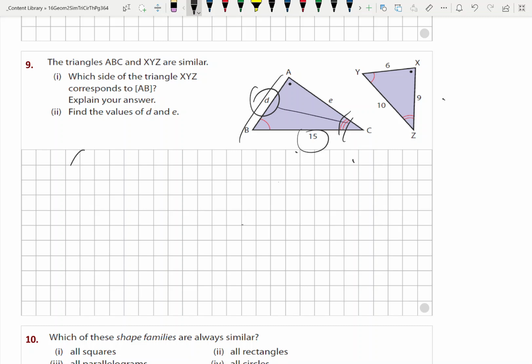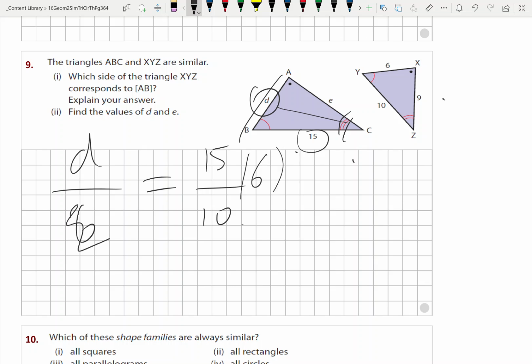Okay, D is opposite a double. 6 is opposite a double. 15 is opposite a dot. 10 is opposite a dot. Going from bigger to smaller. And up comes the 6. Okay.